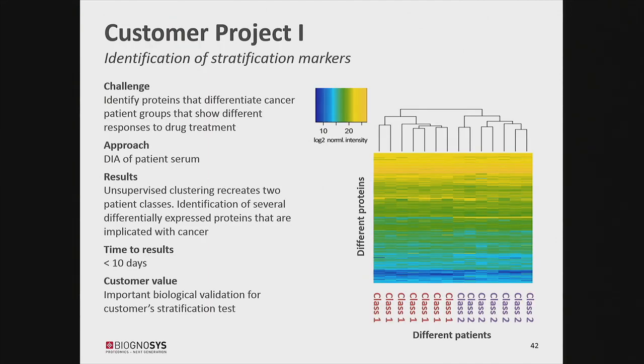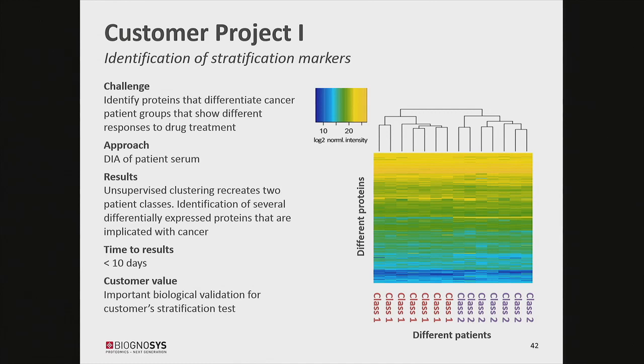Okay, then I thought this might also be interesting to you: 2 customer projects that we did. These are projects that we sold to customers. They are blinded a little bit because we cannot show the data. One project was about identifying proteins that differentiate cancer patients and their response to a drug. So we had 2 groups, class 1 and class 2. They respond differently to a drug. And the idea was to find biomarkers for these 2 groups of patients. And we used our HRM approach for that.